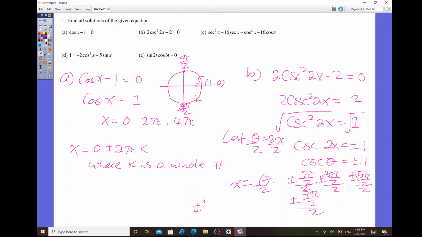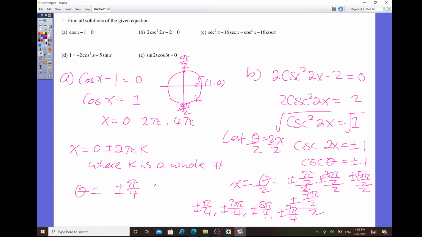So what we found here is plus or minus pi over 4, plus or minus 3 pi over 4, plus or minus 5 pi over 4, plus or minus 7 pi over 4. The way to come up with the solutions here is that every 90 degrees we come up with a solution. So started with pi over 4, 3 pi over 4, 5 pi over 4, by 90 degrees.